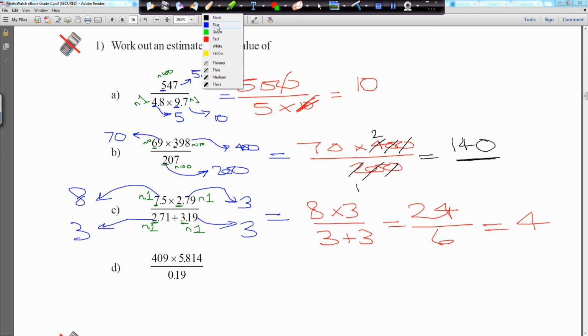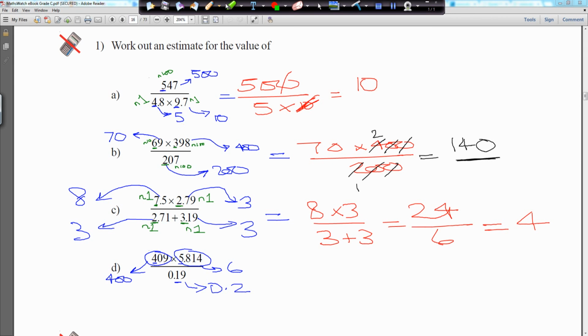Okay, next question. Let's go back to blue. Right, we have 409. We have to round this number off because its highest place value is 100, to the nearest 100. So that becomes 400. 5.814, we round that off to the nearest whole number because the highest place value is the whole number there. So that will give you 6. And 0.19, the highest place value is the tenth, so round that to the nearest tenth, which is 0.2. By looking at the next number, 5 or more, add 1.